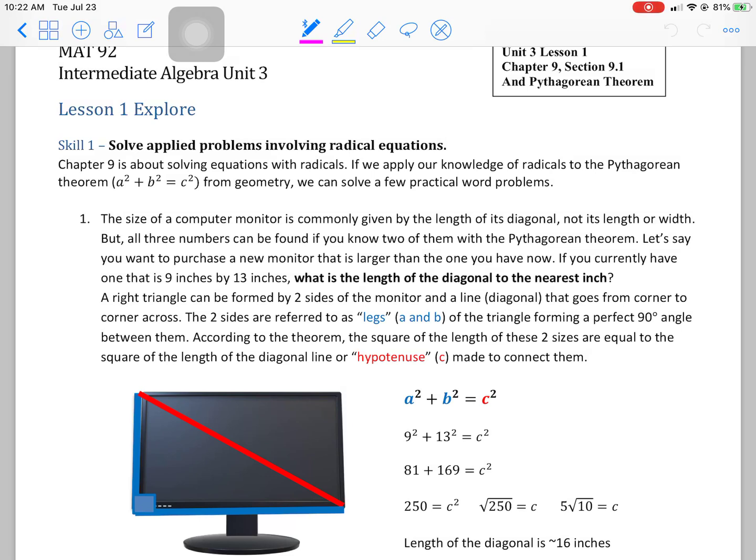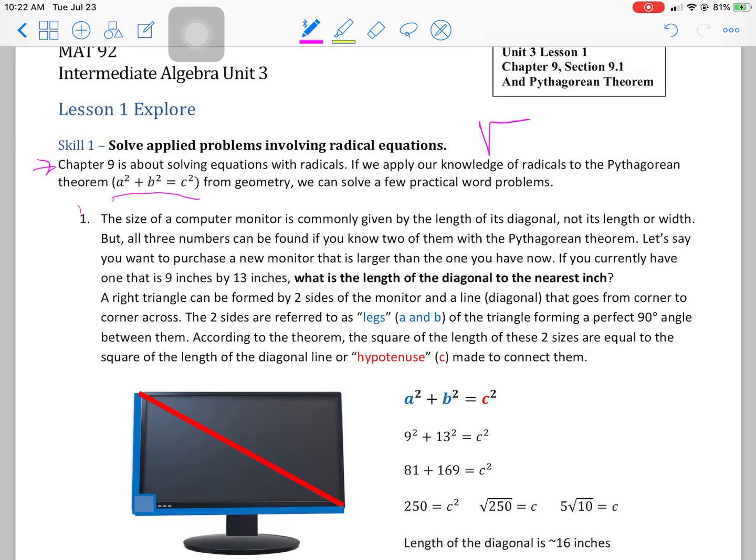That means somewhere in them a radical is going to either be there to start with or appear as you're solving it. Remember, radical is something with a square root or cubed root or kind of radical sign in the problem. And let me start reading right here. Chapter 9 is about solving equations with radicals. If we apply our knowledge of radicals to the Pythagorean Theorem, which is right here, that's from geometry because it talks about right angles. So we can solve some practical word problems.